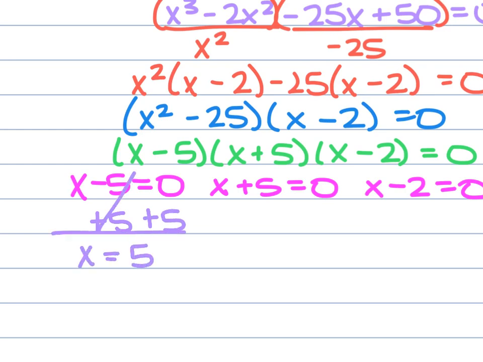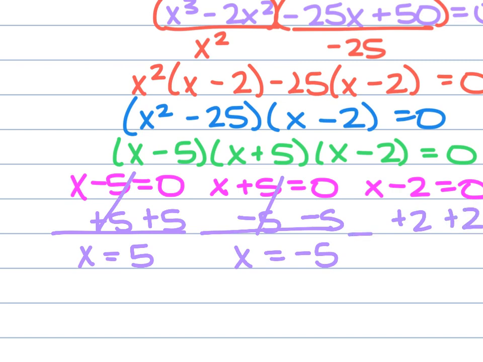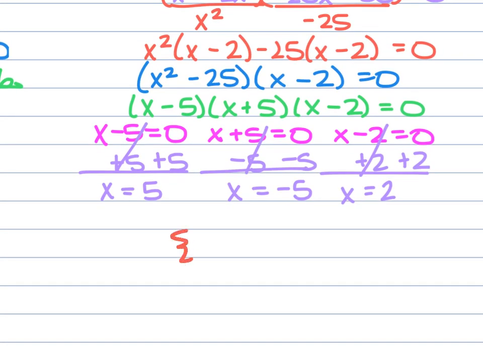Simplify these all. Add the 5 to both sides, and the x minus 5 is equal to 0. You get that x is equal to 5. Subtract the 5 from both sides, and the x plus 5 is equal to 0. You get x is equal to negative 5. And then add the 2 to both sides, and the x minus 2 is equal to 0. You get x is equal to positive 2. So your solution set for this one is going to be negative 5, 2, positive 5.